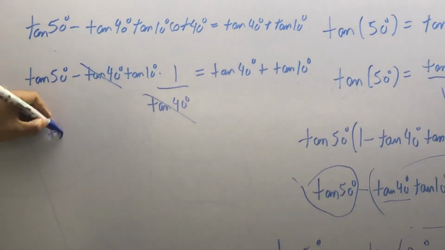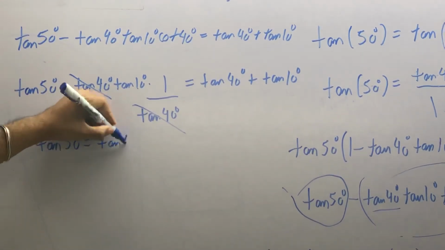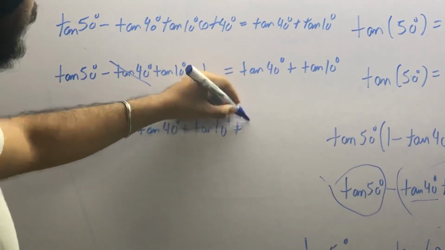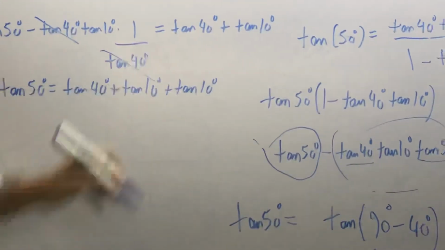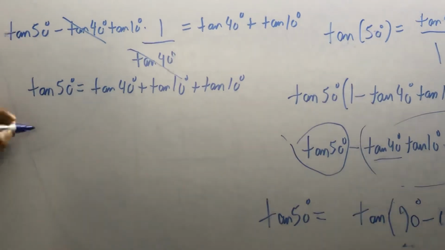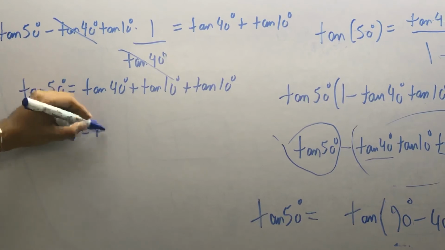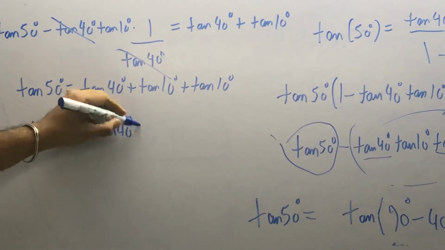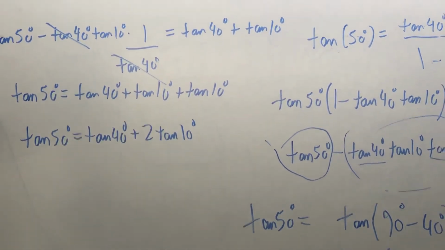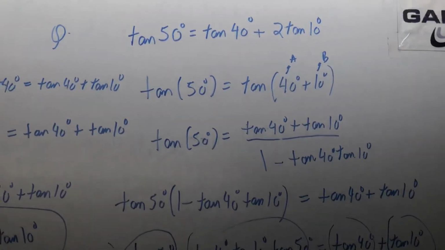So tan 50 is equal to tan 40 plus tan 10 plus tan 10. This I just brought over to the other side. So tan 10 plus tan 10 is 2 tan 10. Okay, so this is the right hand side. So LHS is equal to RHS, hence proved.